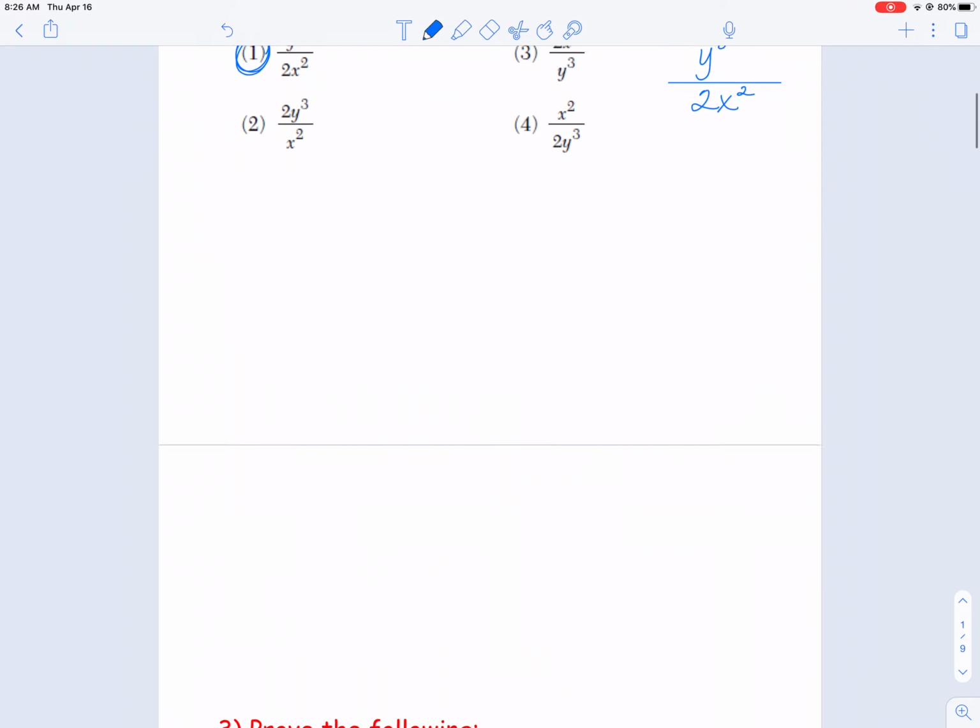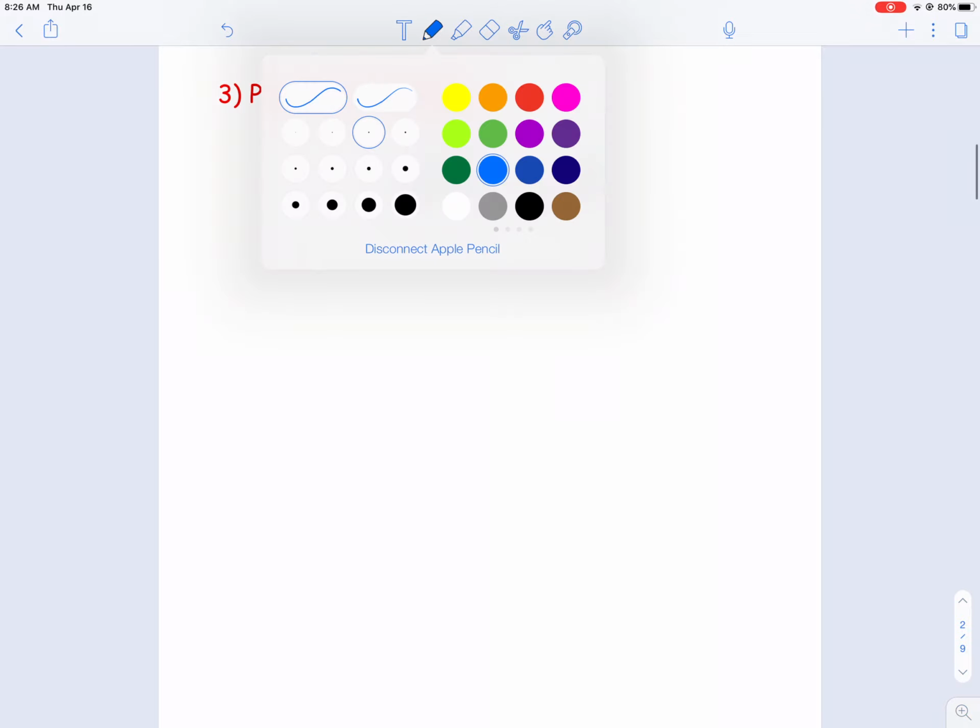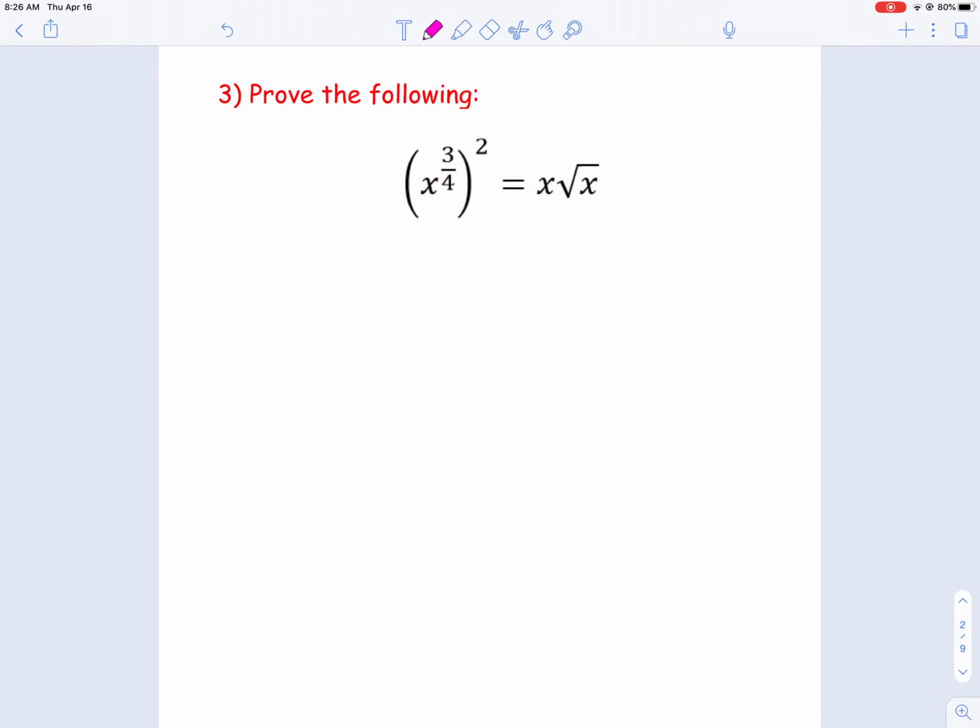Okay. All right, let's practice another one. It's going to be easier, and it's going to test you on all your different rules. So this looks just a little weird, right? Prove the following. We're going to start doing a proof. No, it's not as bad as you think.